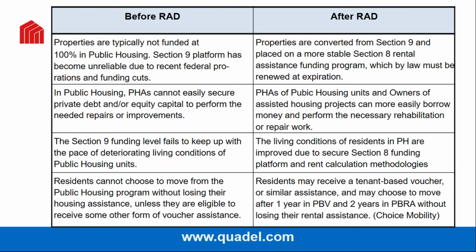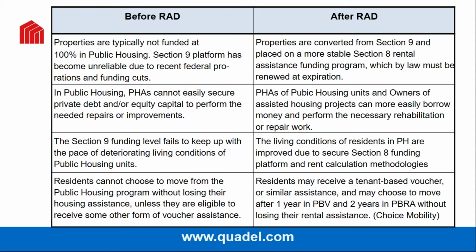After RAD, projects are converted to Section 8 and placed on a more stable Section 8 funding platform, which by law must be renewed at expiration. PHAs of public housing units and owners of assisted housing projects can more easily borrow money now and perform the necessary rehab or repair work.